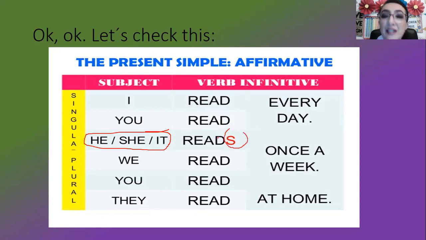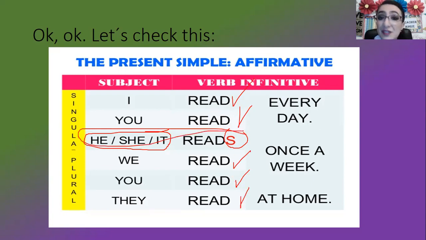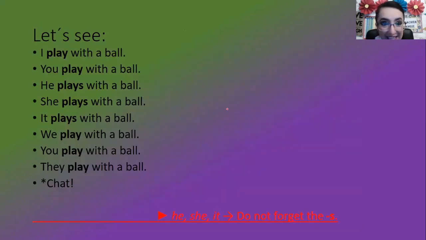This is a rule in Spanish that we are going to have: yo leo, tú lees, se lee. With every pronoun, we are going to have a different ending or a different conjugation. Well, in this case, it's going to be the same. You are going to be pretty safe with all the subject pronouns, but with these three, remember that you need to add the letter S, okay?